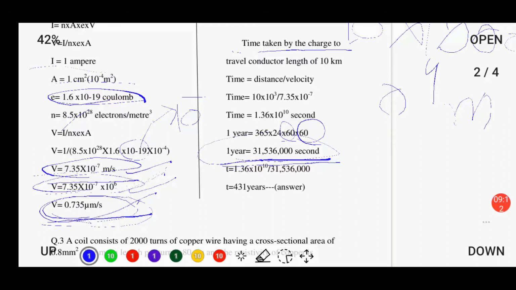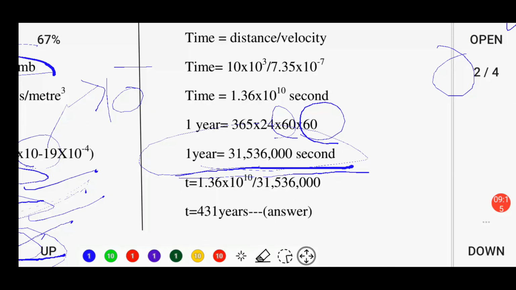As we can see here, that's how we will calculate how many seconds these are: 1, 10, 100, 1000, 10,000, lakh, and crore. So it is 3 crore, 15 lakh, 36,000 seconds. This is the total number of seconds.